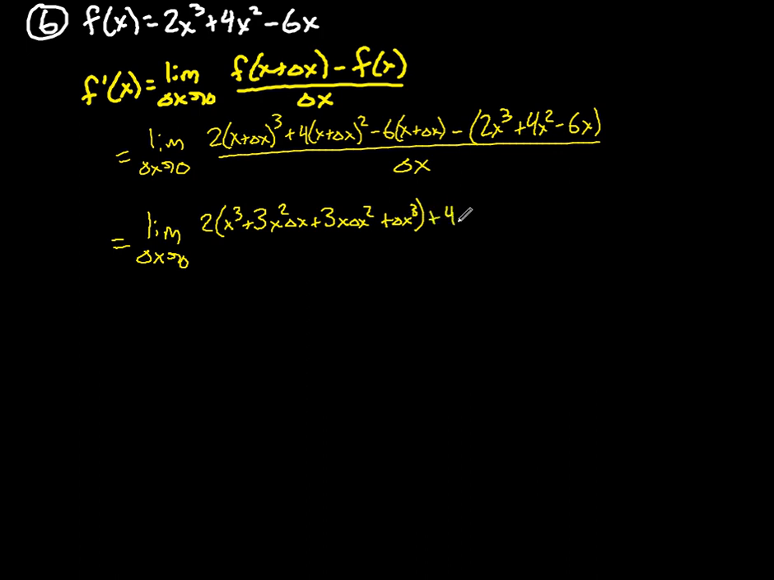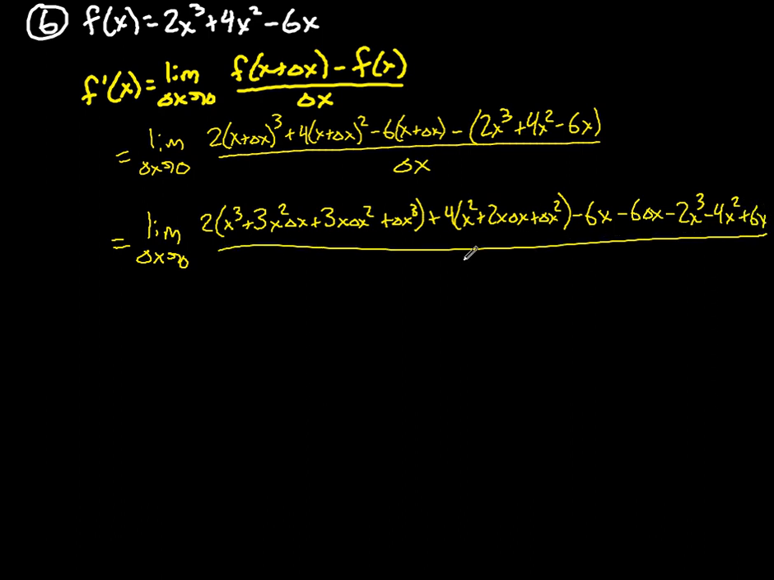I'm going to have a 4. This is now x squared plus 2x delta x plus delta x squared. And I have a minus 6x and a minus 6 delta x. That's just this part here. I also need to distribute this negative, so negative 2x cubed, negative 4x squared, and positive 6x. All of this is still over delta x.